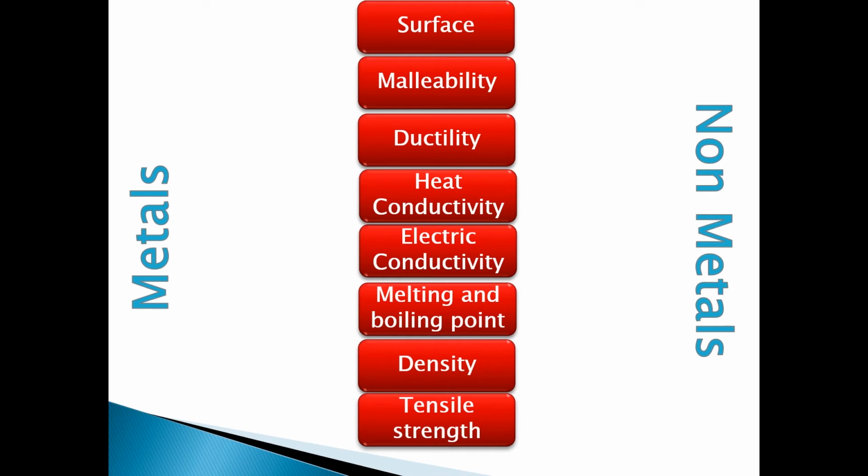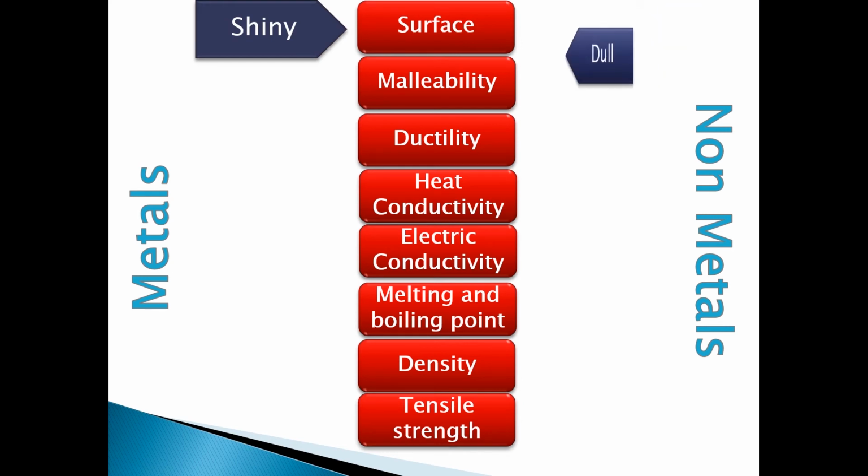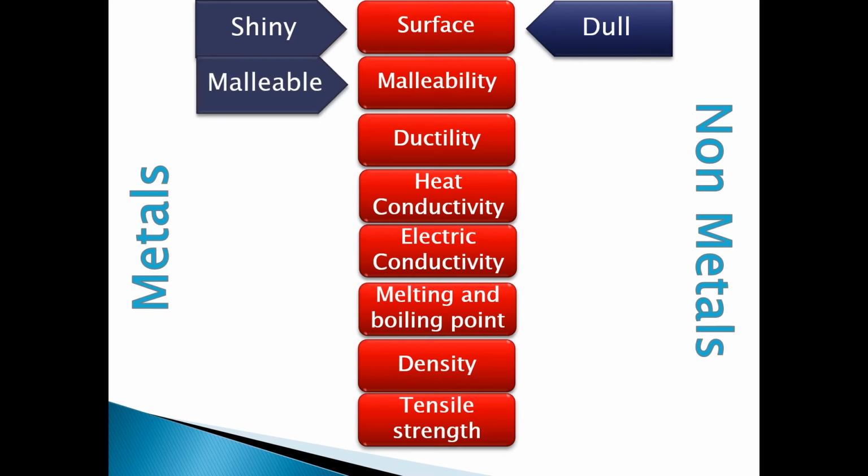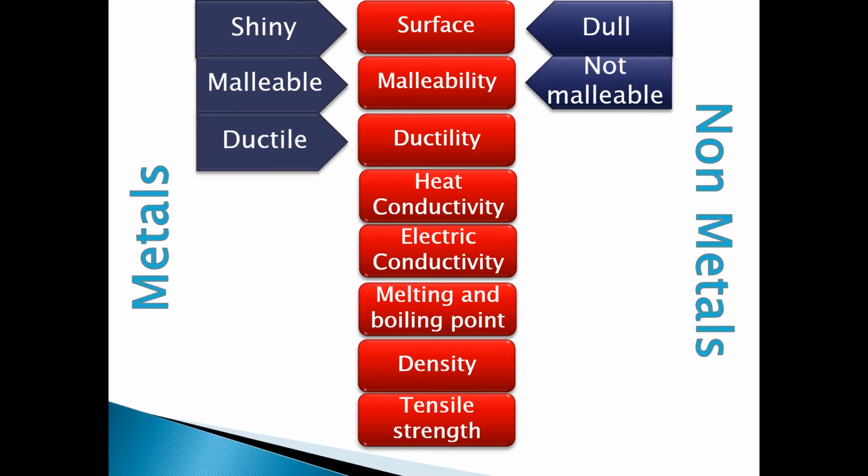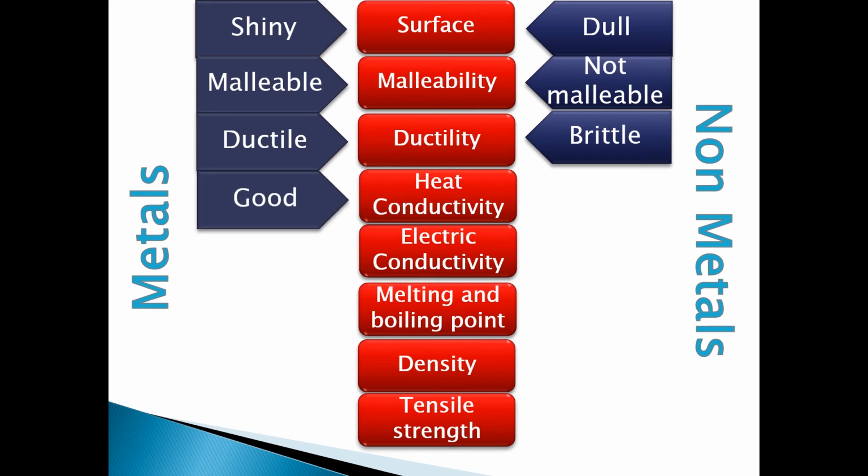Next, let's make a comparison of the properties of metals and non-metals. Metal has a shiny surface, non-metal has a dull surface. Metal is malleable, non-metal is not malleable. Metal is ductile, non-metal is not ductile or brittle. Metal is a good heat conductor, non-metal is a poor heat conductor.